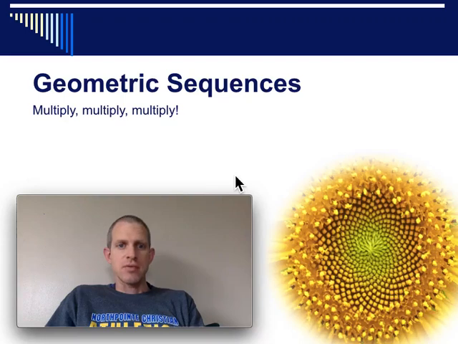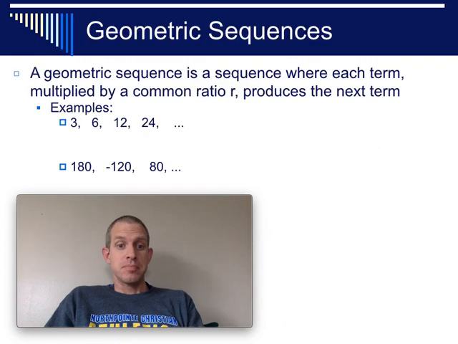Everybody. Today we're going to learn about geometric sequences, and the key is just simply multiply, multiply, multiply. So a geometric sequence is any sequence where each term is multiplied by the same thing over and over and over again. We call that common ratio R.